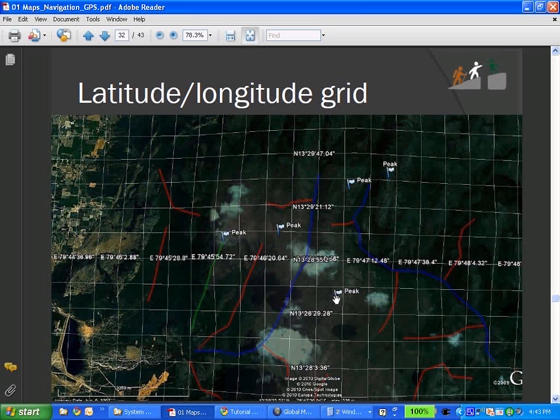Okay, so now we know, right? Let's do a test. Can somebody tell me roughly what the coordinates of this peak are? Degrees, minutes, and seconds. We know every cell is 13 seconds, remember?